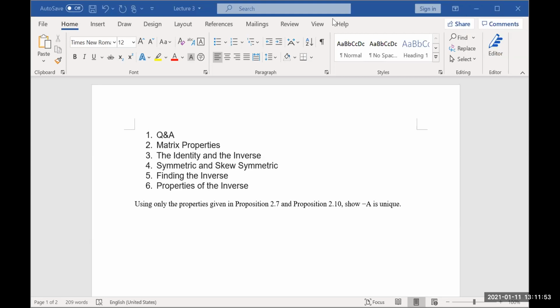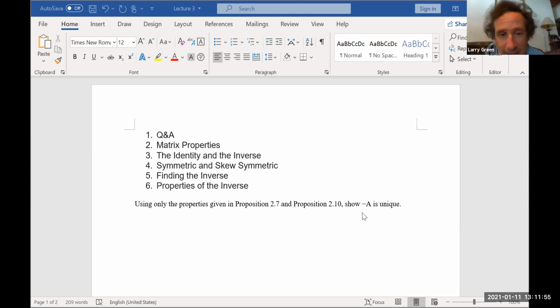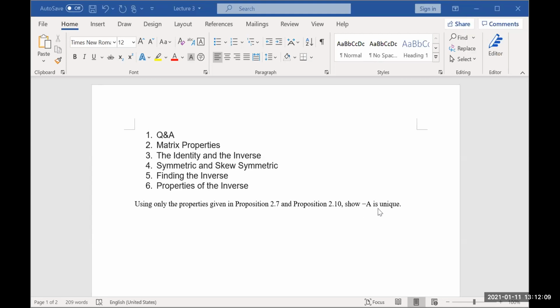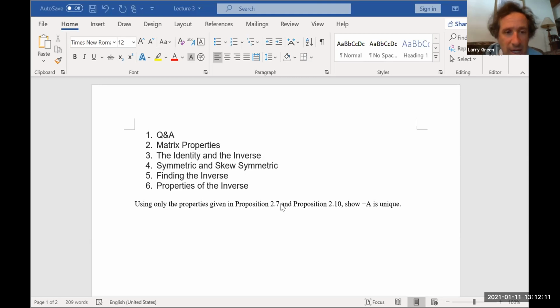Yeah. So if I have a B and a C that are both negative A, then B equals C. Does that make sense? Yes. Okay. Now we need to go to Proposition 2.7 and 2.10.